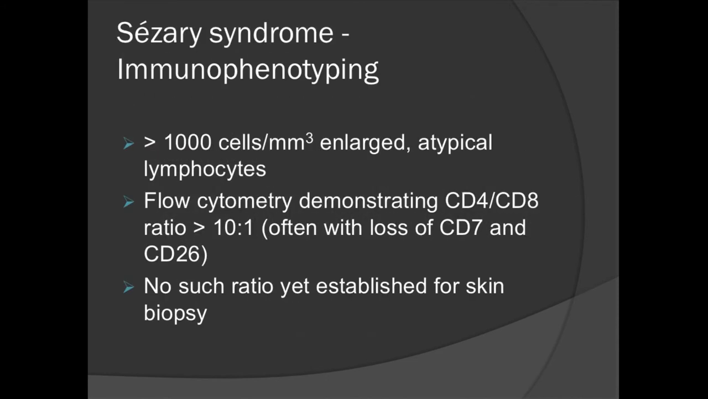What about immunophenotyping? It turns out that if you do flow, you get a ratio of 10 to 1 or something like that, of CD4 to CD8, and you have loss of CD7 or whatever. You're going to be able to make a diagnosis of Sézary pretty well. What if you try that on a skin biopsy?